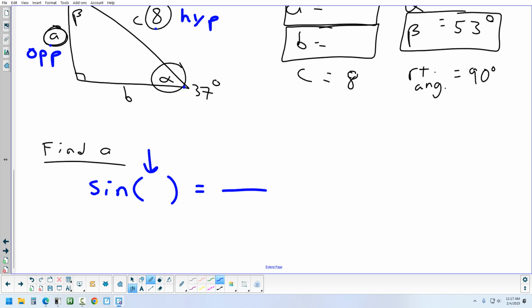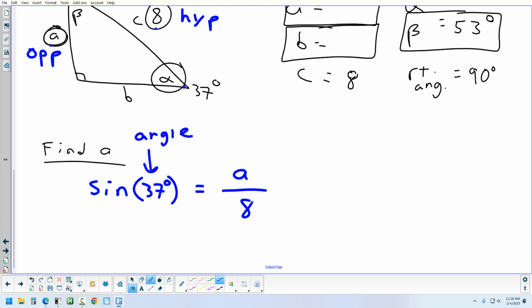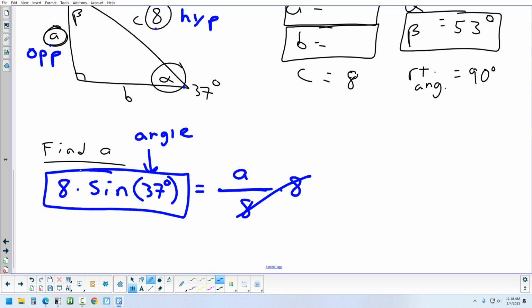All right. So what you put here is always an angle. What's the angle that we're using? 37. Okay, so you always fill in an angle right there. And now, what's opposite over hypotenuse? A over 8. And now we want to get A by itself by getting rid of dividing by 8. So you're going to times by 8. That cancels, gets A by itself, and that is your answer.